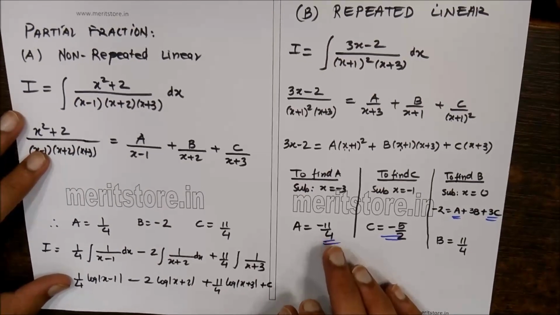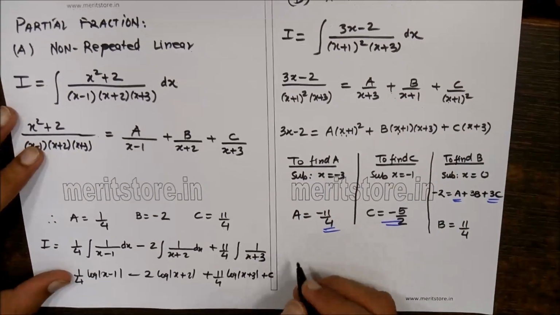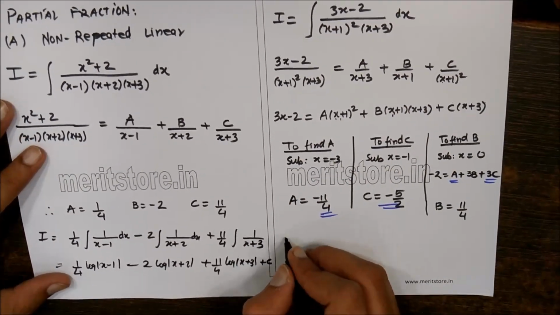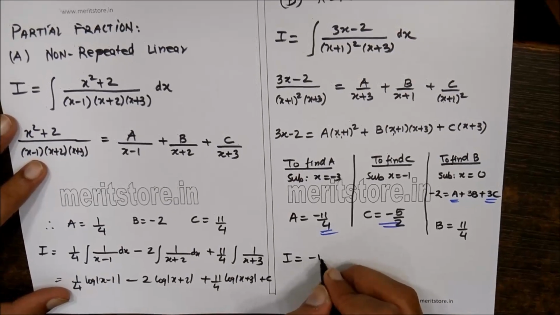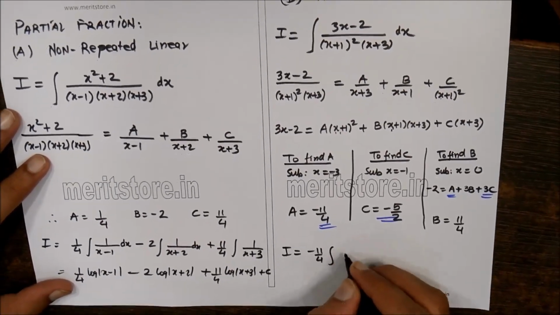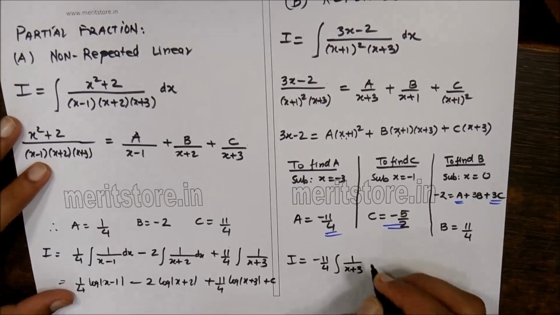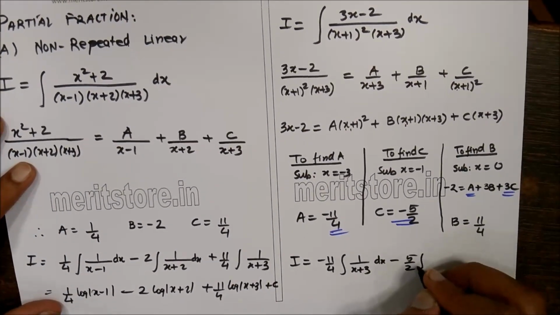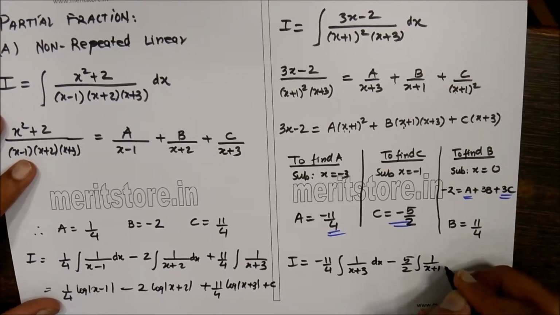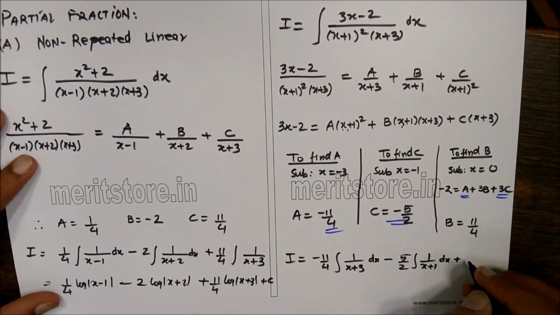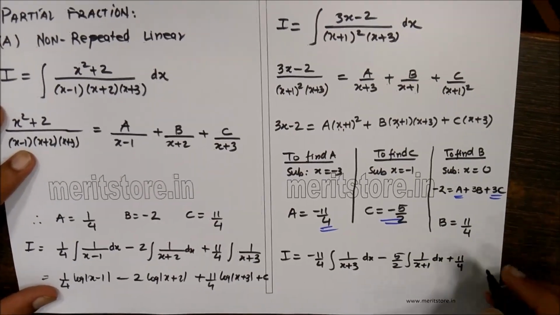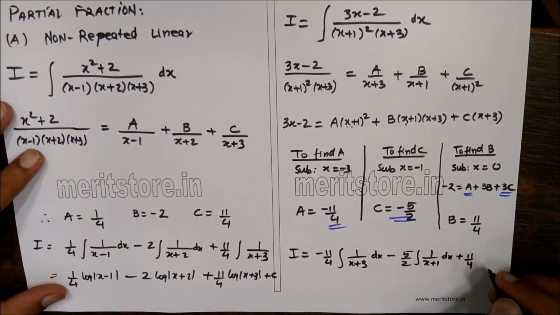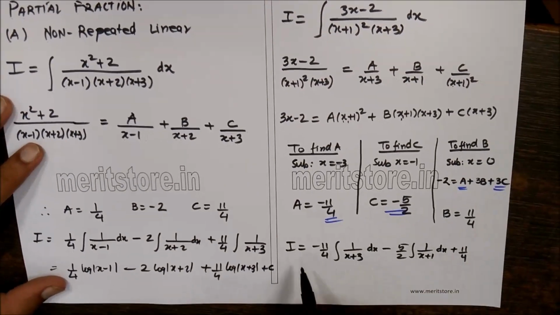Substituting the constants A, B and C in the equation, my integral will be minus 11 upon 4 integral of 1 upon x plus 3 minus 5 upon 2 integral of 1 upon x plus 1 plus 11 upon 4. I think there's an error, sorry.